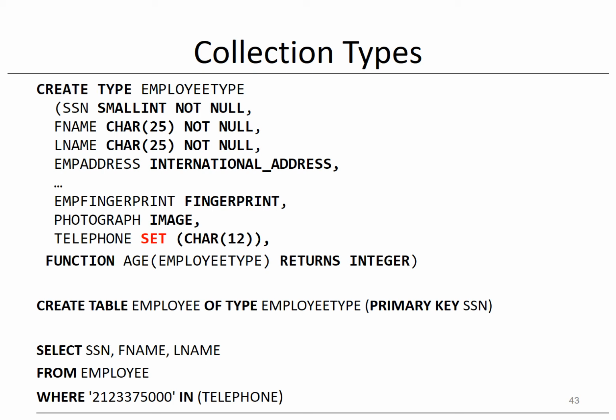We can now create the employee table as shown by the second SQL statement. We can then write the following query. Select social security number, fname, lname from employee where 212337500 in telephone. This query will retrieve the social security number and name of all employees who have a telephone number with digits 212337500. Note the use of the in operator to verify if the specified digits belong to the set.